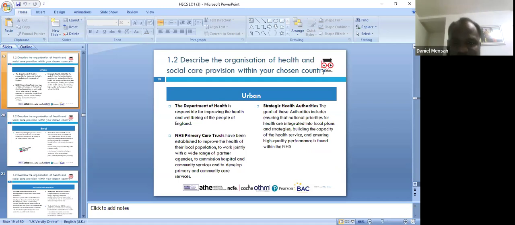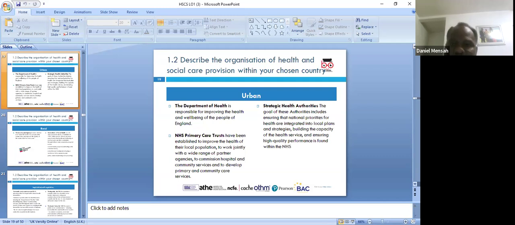The Department of Health is responsible for improving the health and well-being of the people of England, while the NHS primary care trusts have been established to improve the health of their local population, to work jointly with a wide range of partner agencies to commission hospital and other services. Then we have what we call strategic health authorities. The goal of these authorities includes ensuring that national priorities for health are integrated into local plans and strategies, building the capacity of health services, and ensuring that high quality performance is found within the NHS.